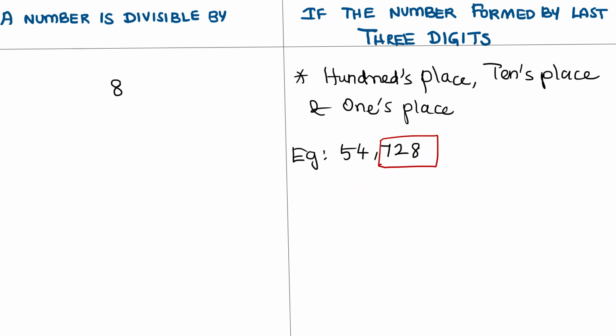If you don't know this, you can do the long division to get it. So we do the long division. 8 nines are 72. Then you will get a 0. You will bring down 8. 8 ones are 8.